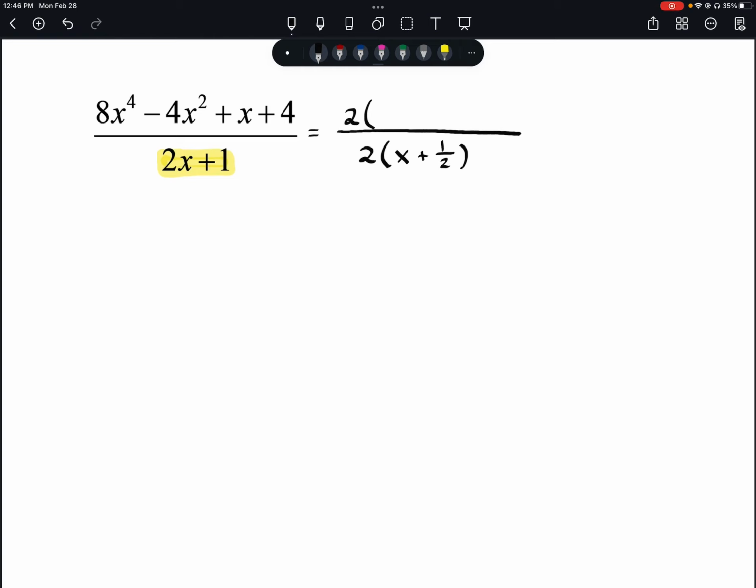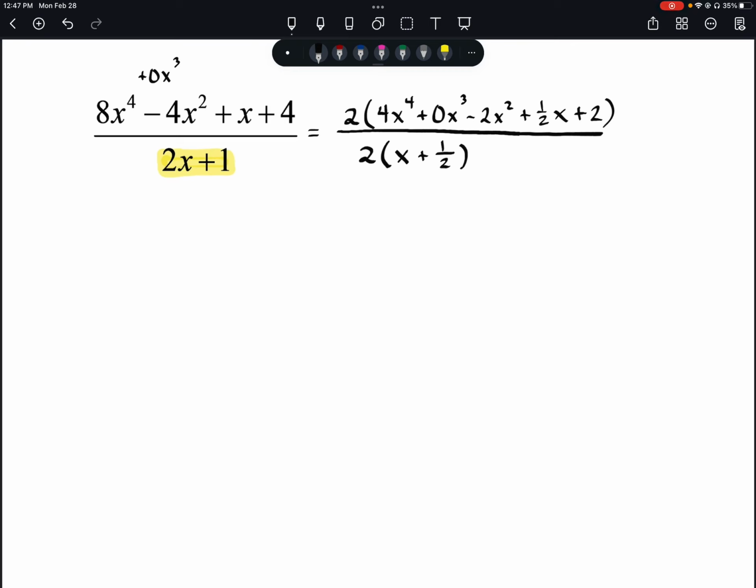Right, and so when I do that there, right now I have a 4x to the 4th. Now notice I don't have any degrees of 3, so that would be like having plus 0x to the 3rd. So when I factor out 2 from 0, it doesn't matter, so it'd still be a 0x to the 3rd. Factor out 2 from negative 4x squared to be minus 2x squared. And then we have 1x, so that would be a 1/2 x plus 2.